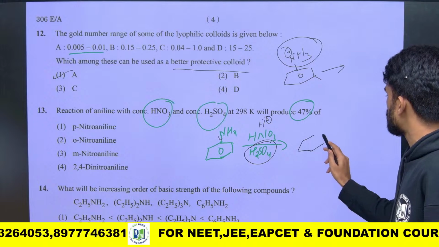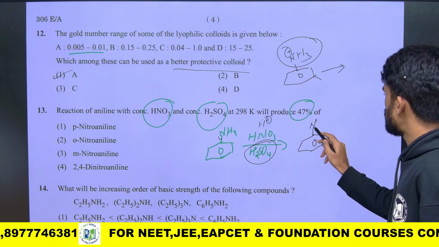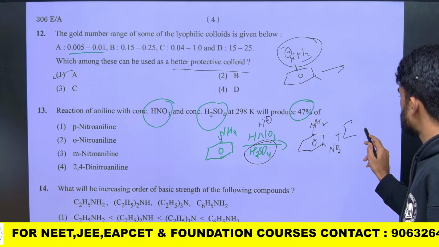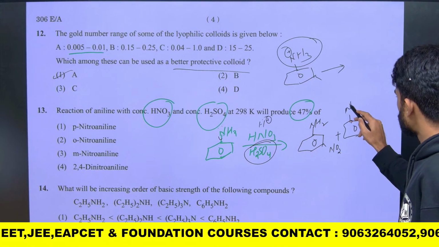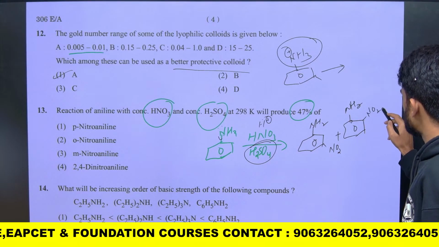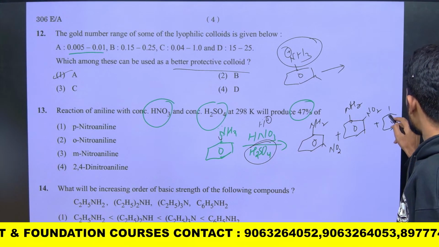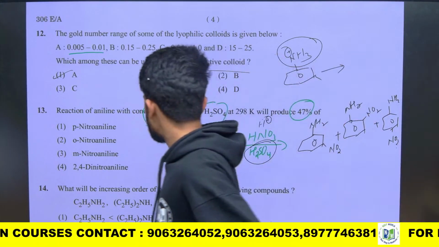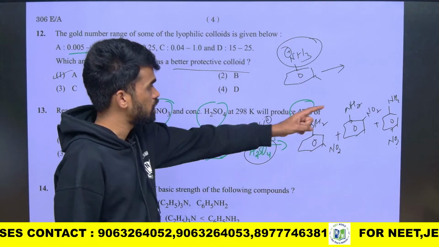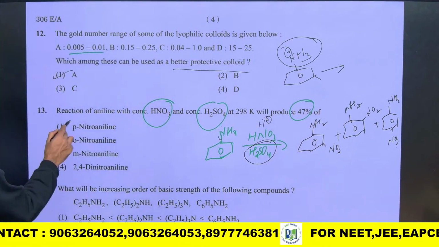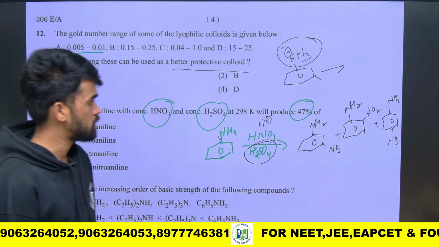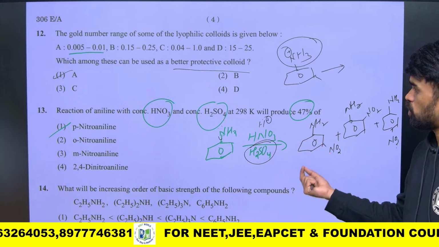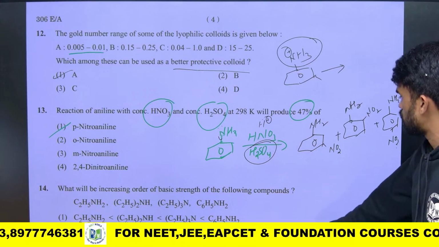So what are the products we can get? One is the meta product like this, and the other one is the ortho product when it is acting as electron releasing group, and one is the para product, like this. So these are the 3 products possible, but remember 47% is for the para product, so you can go with para nitroaniline. So this is what you need to remember here. Again, there is a major quantity of meta product in this reaction, so you can also remember that.